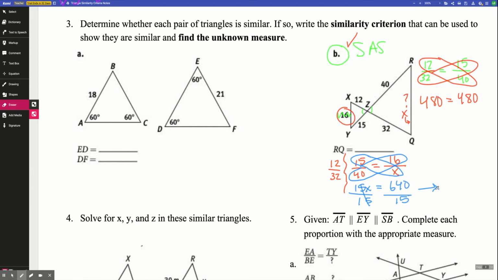So when I do that, I get 42.6 repeating, so I'm just going to round that up to 6.7. So that is my final answer. That is the length of RQ, all right?